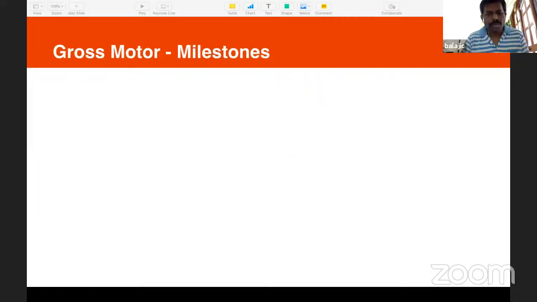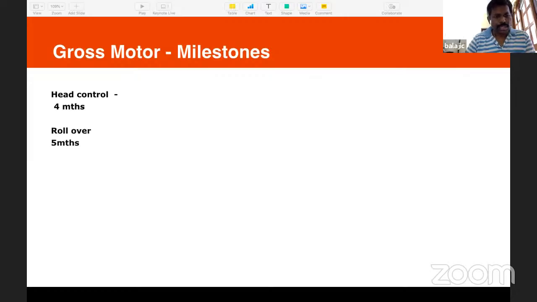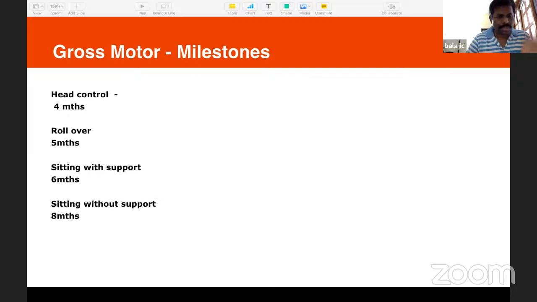Coming to the overview of the milestones, it's very important. It may be a bit difficult to remember everything. You keep on hearing again and again, you will remember this. So we have tried to pack all the milestones as concisely as possible. So the first domain will be gross motor milestones. The first important milestone is head control. At 4 months, you get head control. Rollover. So I said already, the asymmetric tonic neck reflex has to disappear, and rollover comes at 5 months. Then sits with support at 6 months, sits without support at 8 months.